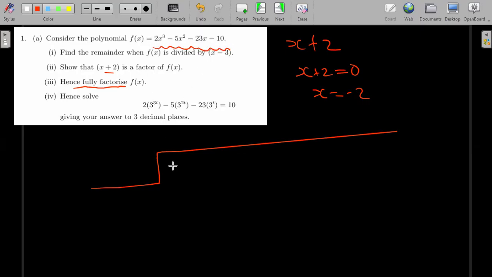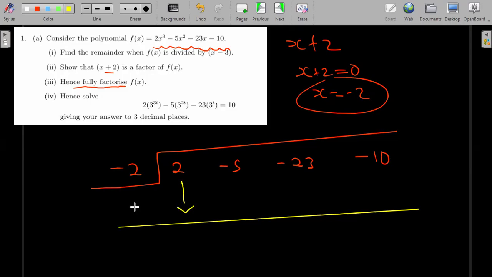So the first coefficient is 2, then I can see minus 5, and then minus 23, and then I can see minus 10. Okay, and then this here is going to come there. All right, and then from there, I'm going to put plus, and then I bring down this 2, and then I'm going to say minus 2 multiplied by 2 is going to give me minus 4. And then here you add minus 5 plus minus 4, you're going to get minus 9.